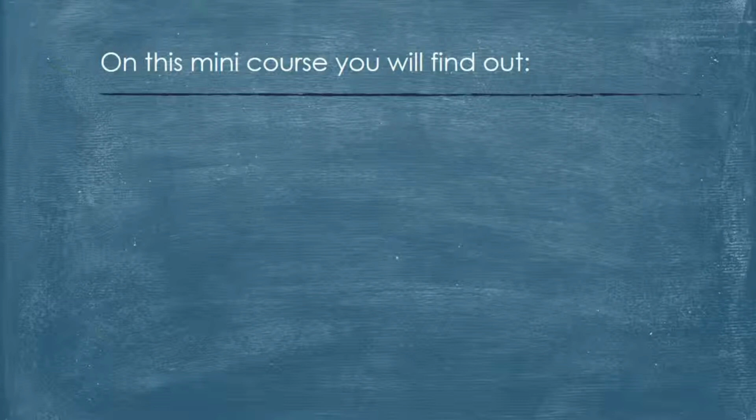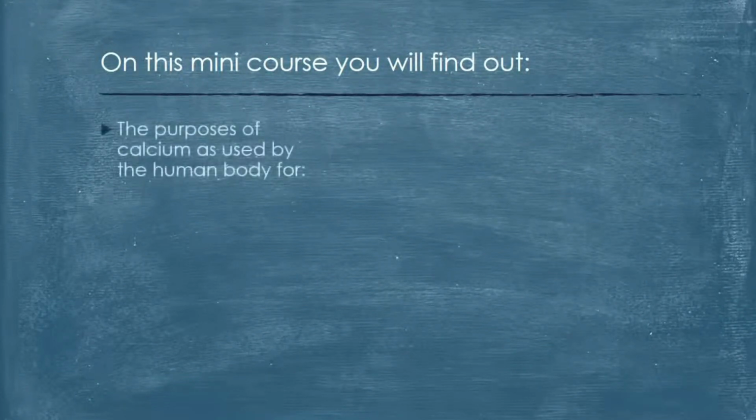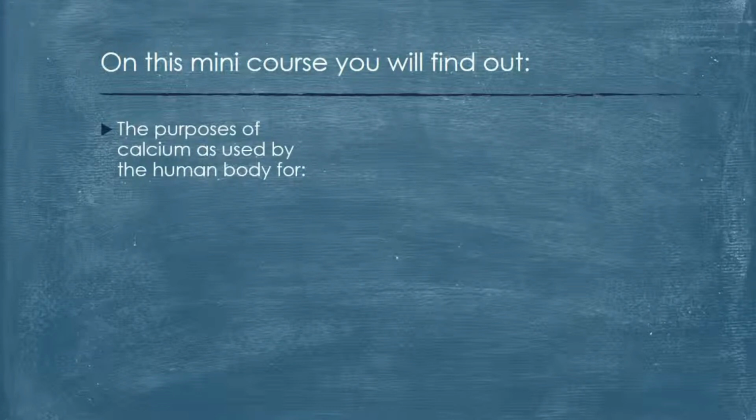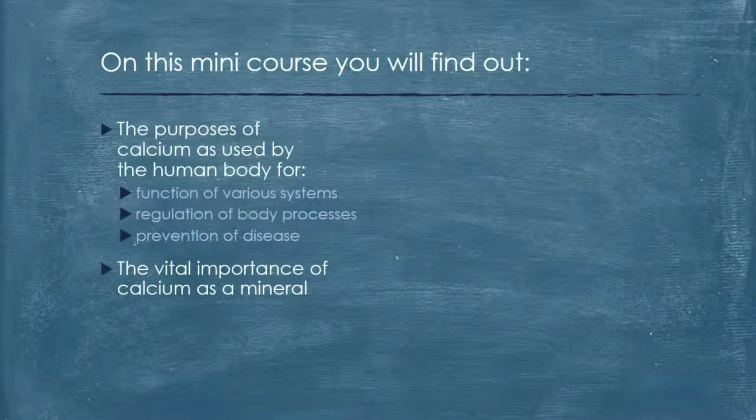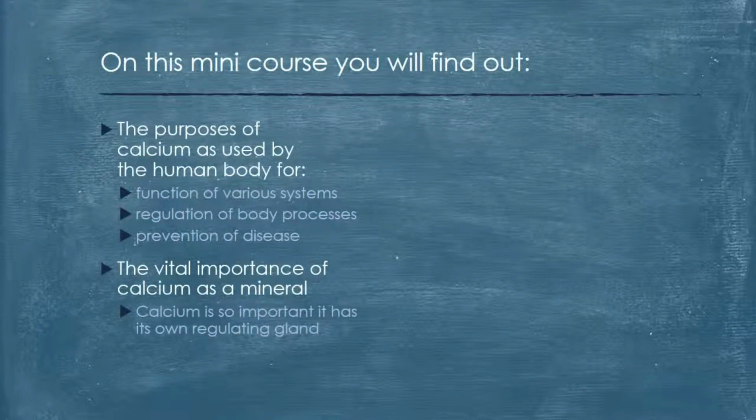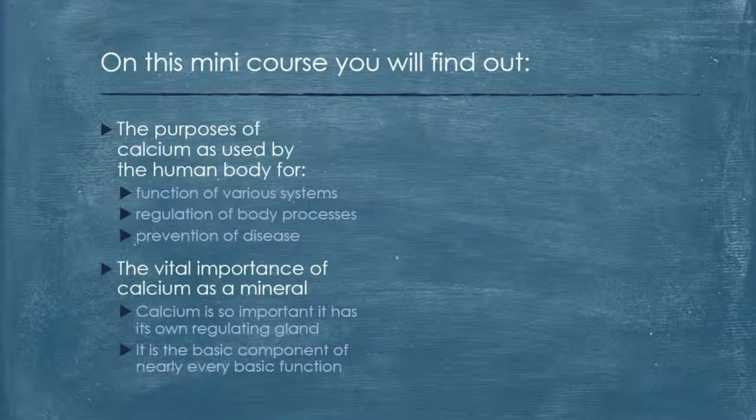Now let's look at an overview of what you'll learn on this mini course. First, we'll look at purposes of calcium as used by the human body for function of various systems, regulation of body processes, and prevention of disease. Following, we'll look at the vital importance of calcium as a mineral, how calcium is so important it has its own regulating gland, and how it's the basic component of nearly every basic bodily function.